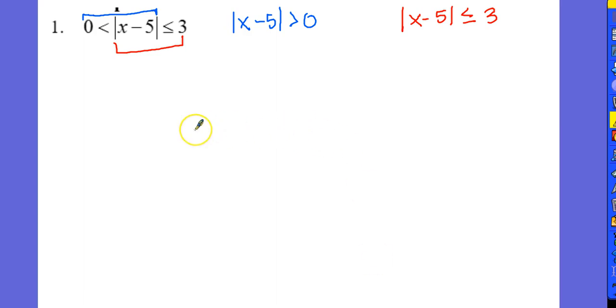Okay, so now we've separated them. Now what we're going to do is solve each of them twice. So first thing we do is ask ourselves, is this possible for x, absolute value of some number, to be greater than 0? Yep. So we can solve it.